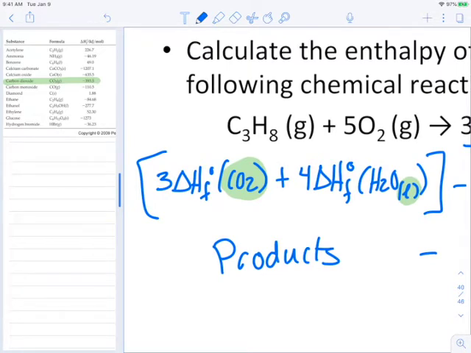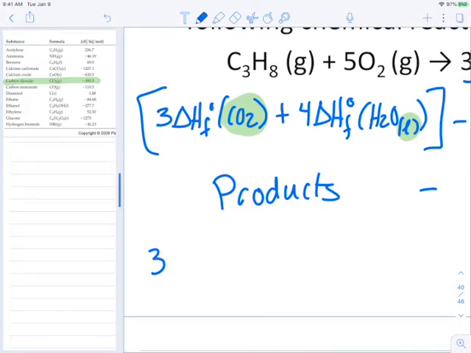Now in our problem, we have 3 times that value of CO2. So I'm going to say 3 times negative 393.5. And because everything has the same unit, I'm going to leave the units till the end, and I'll tack them on at the end. But any questions about that CO2, about why I multiplied it by 3 or anything else?